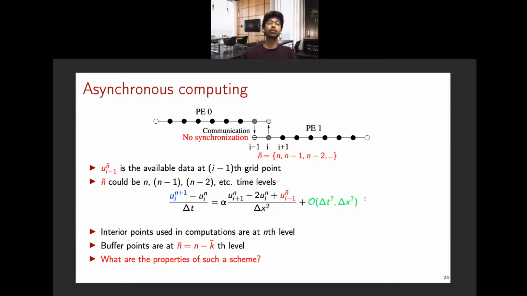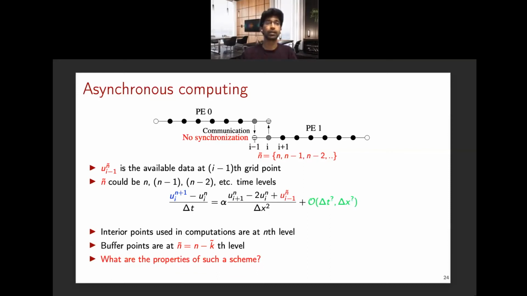Okay, so we do not know if you take an older value and compute whether the solution is going to be accurate, consistent, stable, and so on. Okay, so just to summarize this asynchronous computing method, all the points that are in the black color for which the values are available in that particular processor memory are done in the old fashion. However, when you come to the processing element boundaries, where the computations now depend on the data from the neighboring processor, we perform the computations asynchronously.